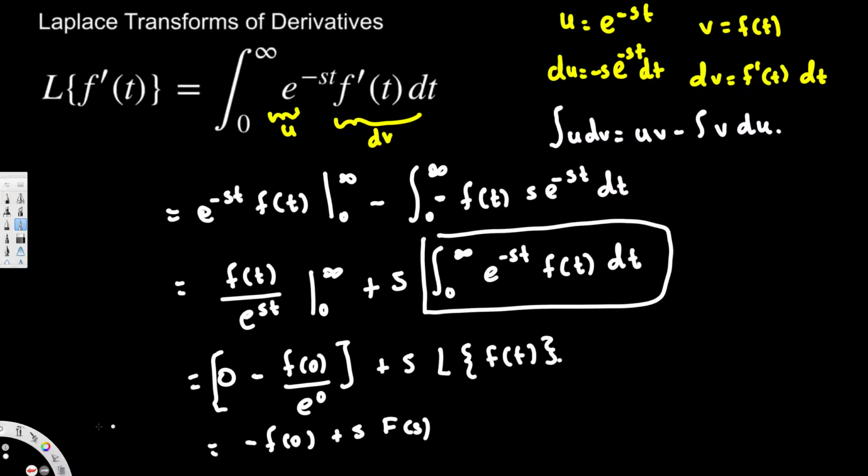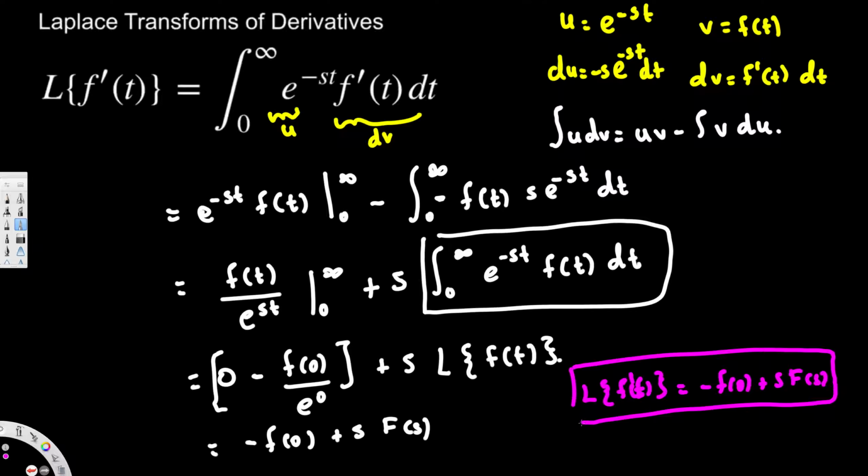So for the derivative, finally we can write the final answer. The Laplace transform of f prime of t, the derivative of a function, is going to be equivalent to negative f of 0 plus s F of s. So this is the expression for the Laplace transform of a derivative of a function.